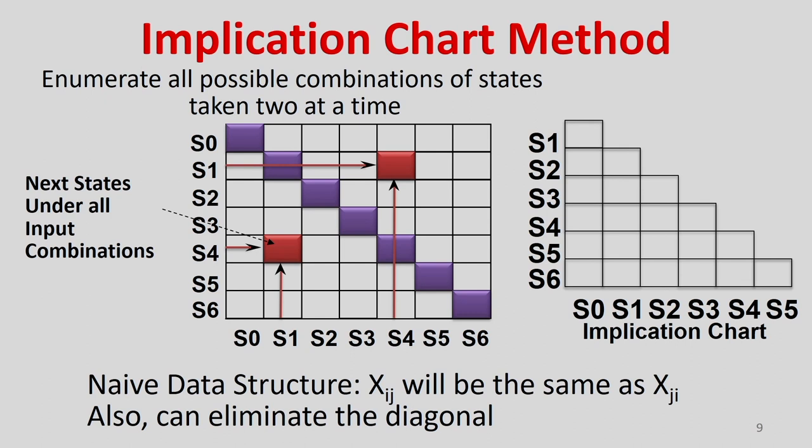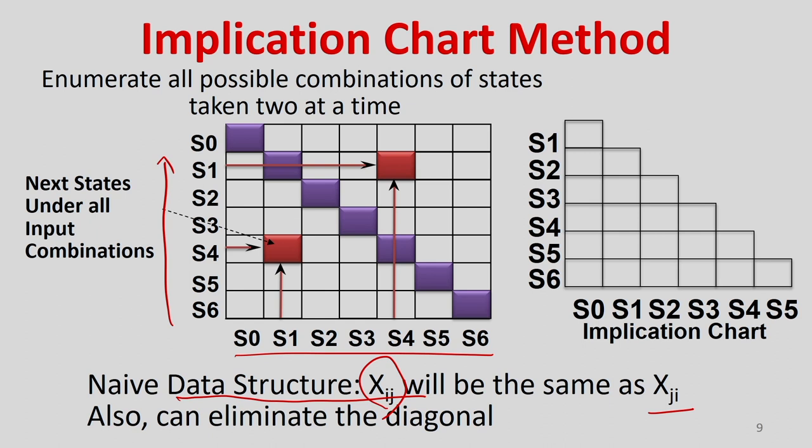What is the implication chart method? Let us discuss in more detail. We will use a data structure, particularly a two dimensional array called xij, the crossed array, which is the same as xji, because we take states on the x axis and states on the y axis also, with the next states under all input combinations.